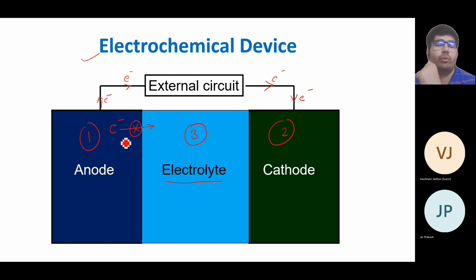Okay, so if you consider only the anode reaction, that will be the half cell reaction for the anode. If you only see the cathode reaction, that will be the half cell reaction for the cathode, and the complete reaction will be the full cell reaction. So the main point here is that ions will pass through the electrolyte, but the electrons will pass only through the external circuit.